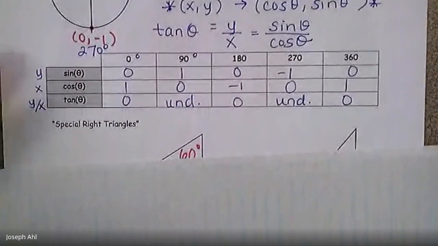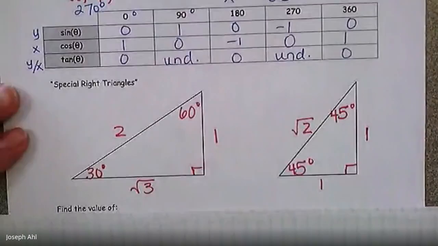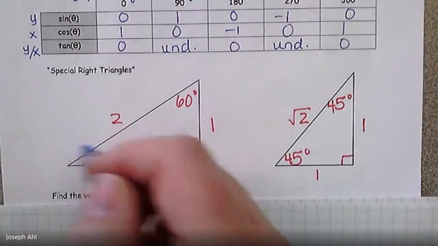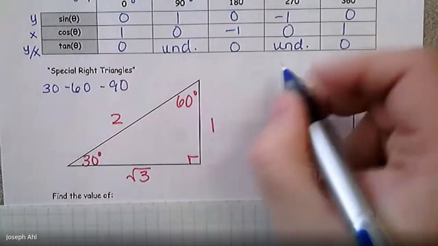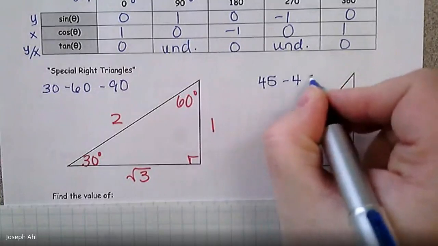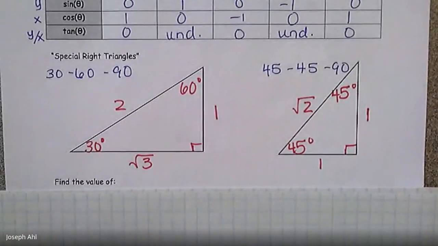All right, moving on to special right triangles. Again, this is jam-packed with information here. What I want you to do for the special right triangles is know that we have a 30, 60, 90 triangle on the left here. And then we have a 45, 45, 90 special triangle on the right. And you can see that the sides are always in a certain ratio for these triangles.